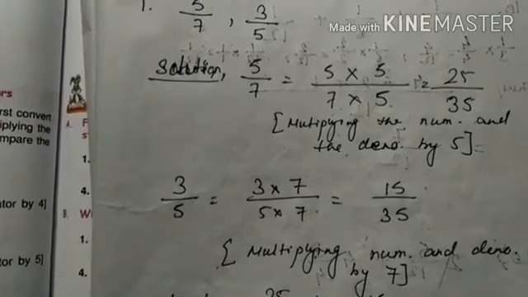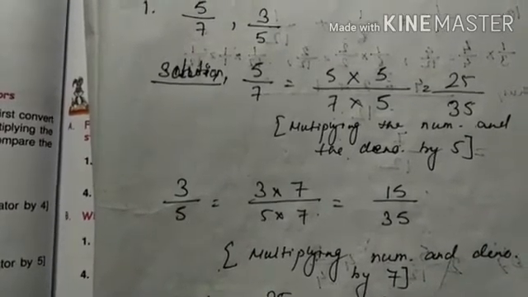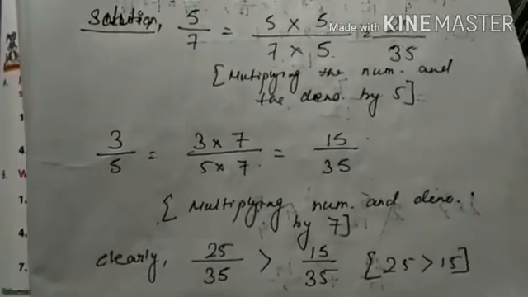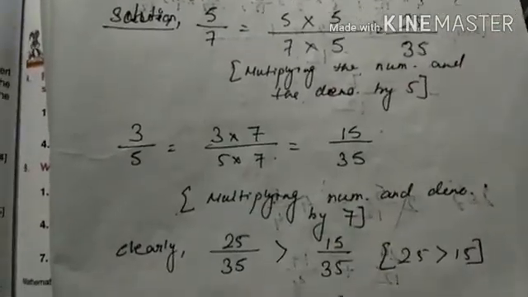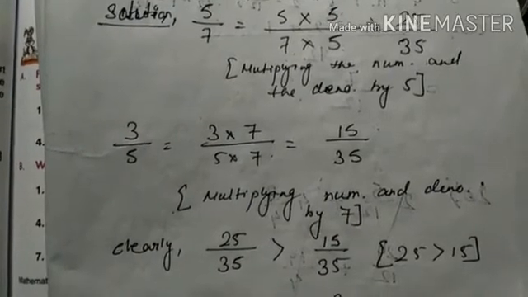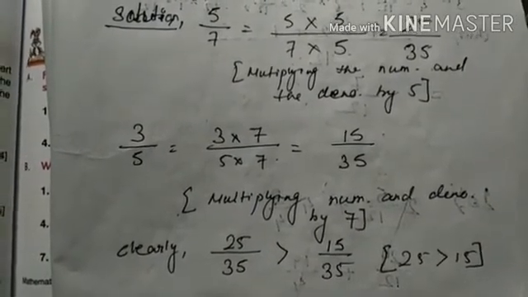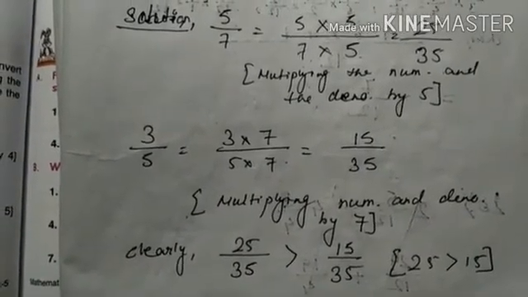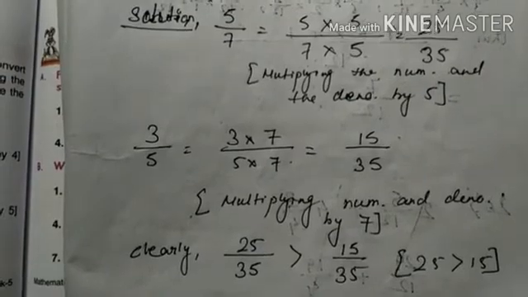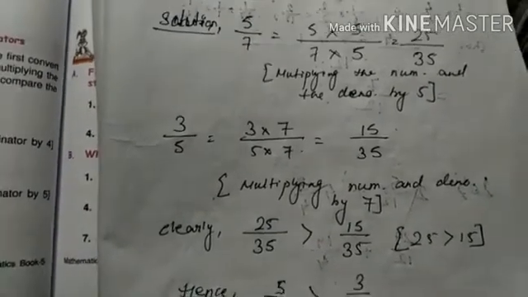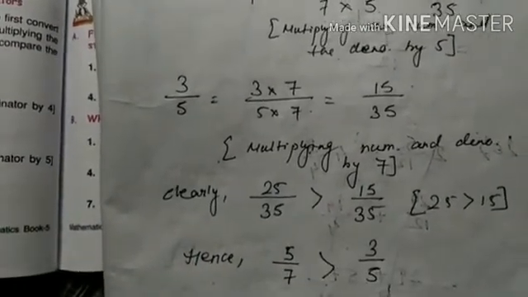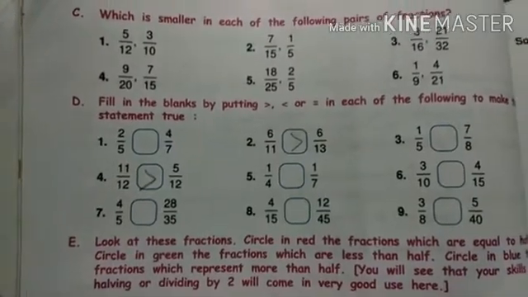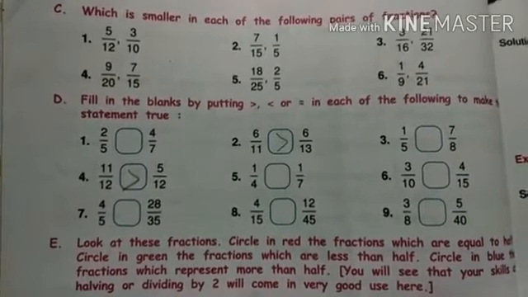So we have to multiply with a number so that the denominators become equal. Clearly 25 by 35 is greater than 15 by 35 because the fraction with the greater numerator is greater than the other. Hence 5 by 7 is greater than 3 by 5. In the same way, part C asks which is smaller in each of the following pairs of fractions.